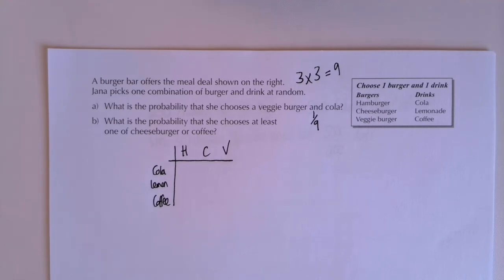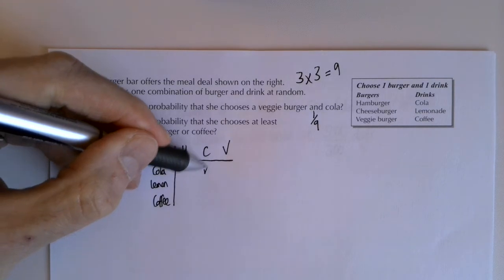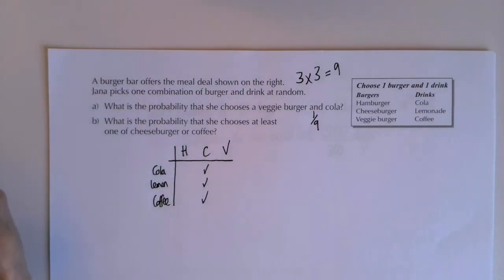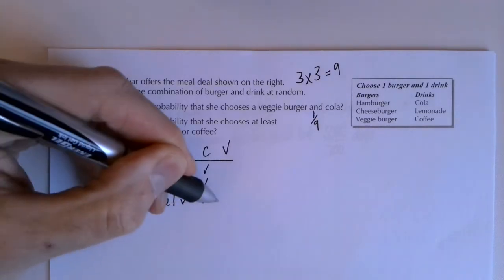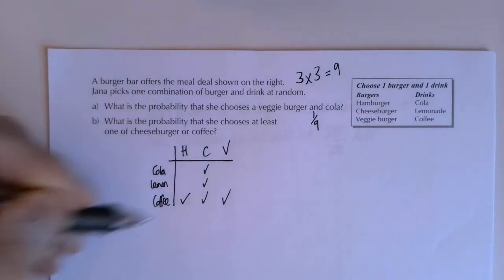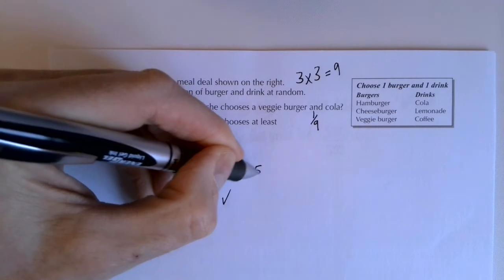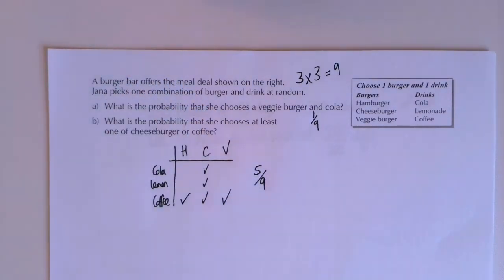Probability she chooses at least one of cheeseburger or coffee. So there's 3 cheeseburger combinations and there's 3 coffee combinations, but of course we've already counted 1 with the cheeseburger. So what we've got there is 5/9 is the answer to that question. And again, it's a probability question, so the answer isn't 5, it's 5 out of 9, 5/9.